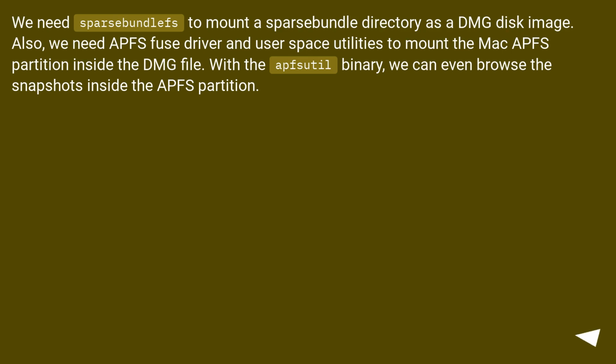We need sparsebundlefs to mount a sparse bundle directory as a DMG disk image. Also, we need the APFS FUSE driver and user space utilities to mount the Mac APFS partition inside the DMG file. With the apfs-util binary, we can even browse the snapshots inside the APFS partition.